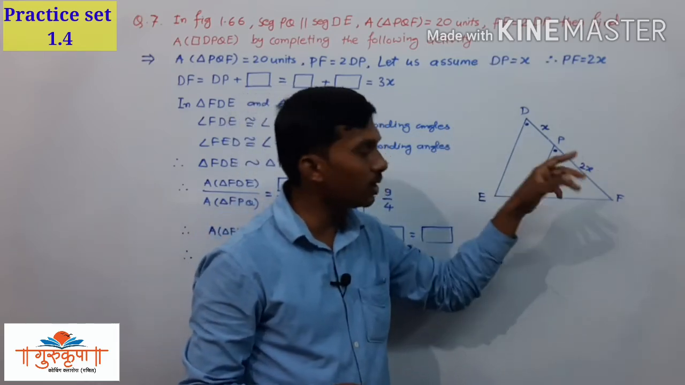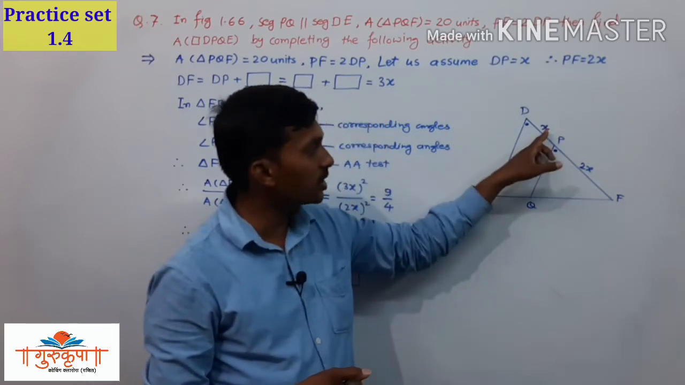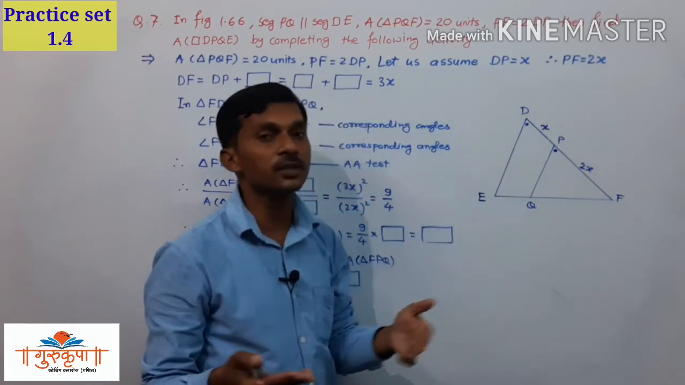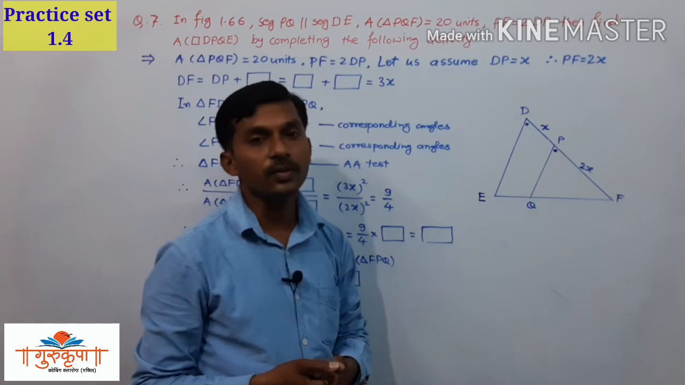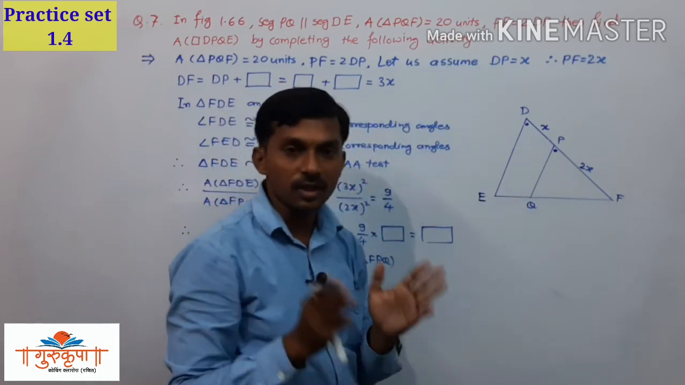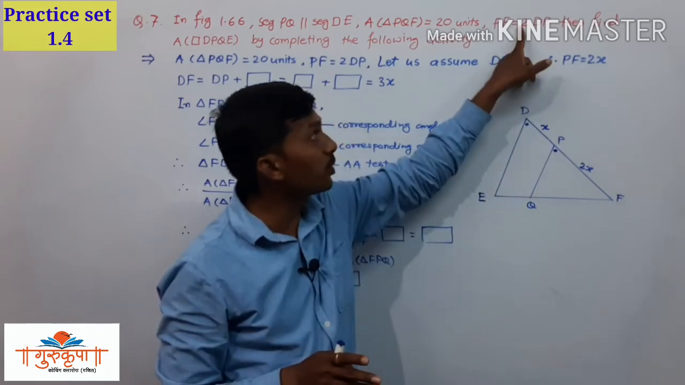PF is equal to 2x, that is given information. आपण याला x consider केलं तर हा 2x येतो आणि total side FD किती मिळते? 3x, that is by using relation of betweenness. Now we have to put these values in equation 1. In the second step, we have to use this information.